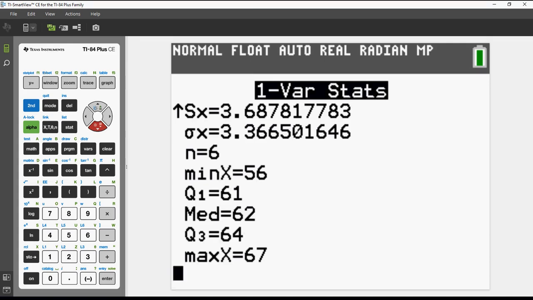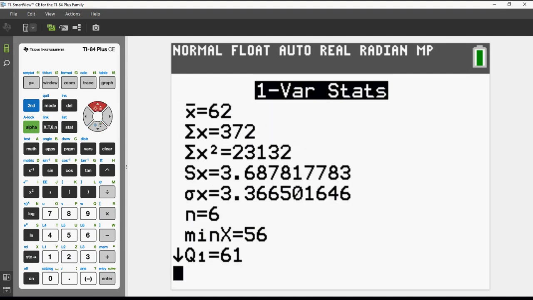All right. So let's jump back into our notes. And so, we didn't check our mean. And so the mean that we came up with was 62. And so it checks out.